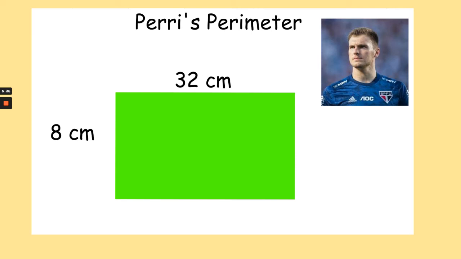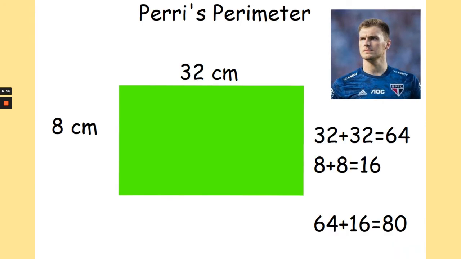Now, I'd like you to work out the perimeter of this shape. Pause the video now to write your answer. Let's see how we got on. So, you should have done 32 add 32 is 64, 8 add 8 is 16, 64 add 16 is 80, so therefore the perimeter of this shape is 80 centimetres.